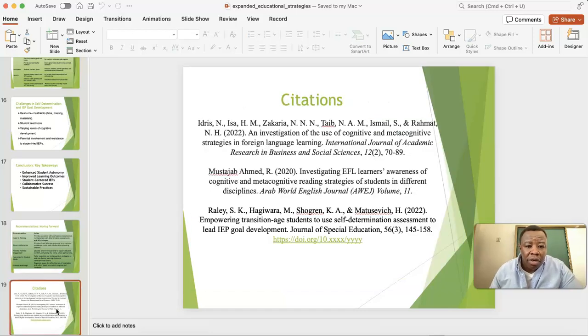Further, citations herein include an investigation of the use of cognitive and metacognitive strategies in foreign language learning. There is also an investigation of EFL learners' awareness of cognitive and metacognitive reading strategies of students in different disciplines. Also, empowering transition-age students to use self-determination assessment to lead IEP goal development.